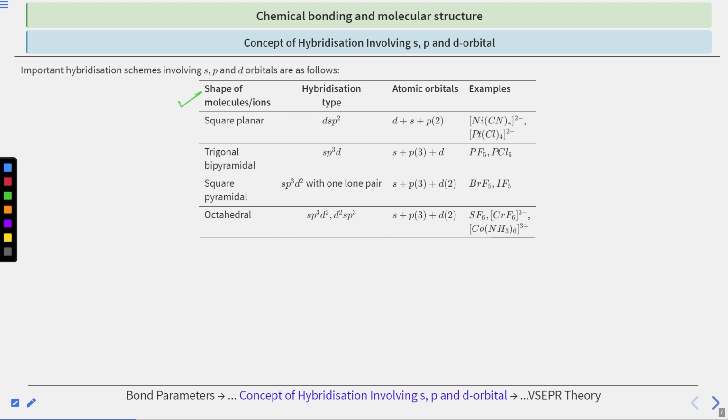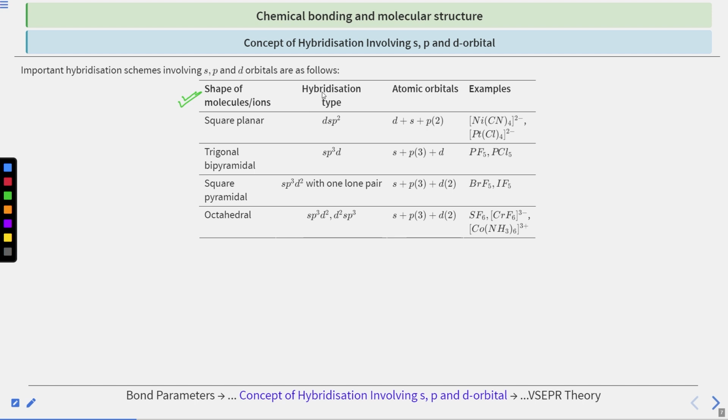There is a table here. This table has 4 columns. The first is the shape of molecules or ions. Second, hybridization type. Third, atomic orbitals, and fourth is examples.